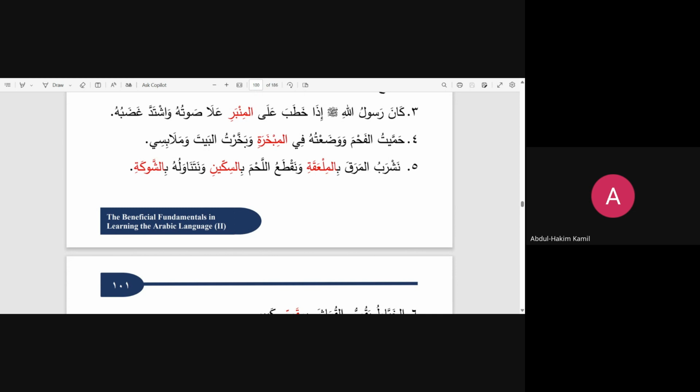Now, what does this mean? كان رسول الله صلى الله عليه وسلم إذا خطب على المنبر. The speech on the minbar. Right. When he spoke on the minbar, علا صوته. What does ala mean? Right, to raise. Is it a verb here? Is it a harf jarr?